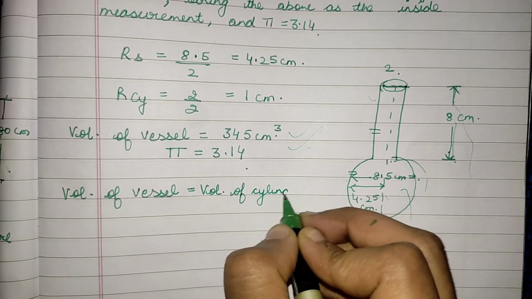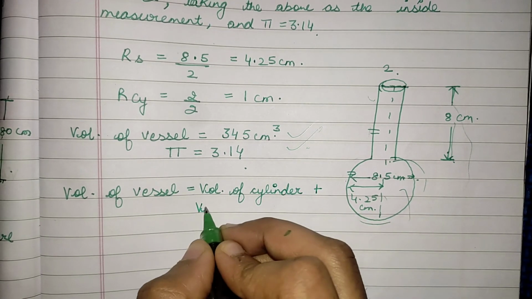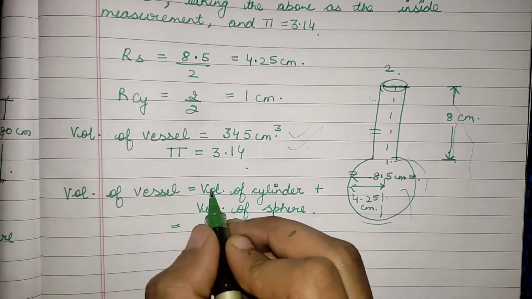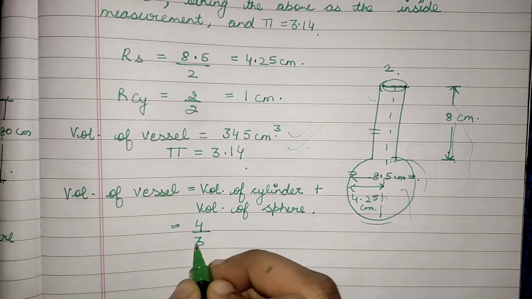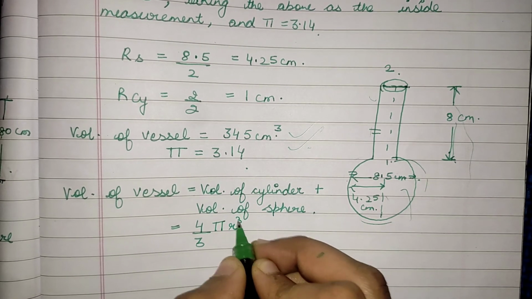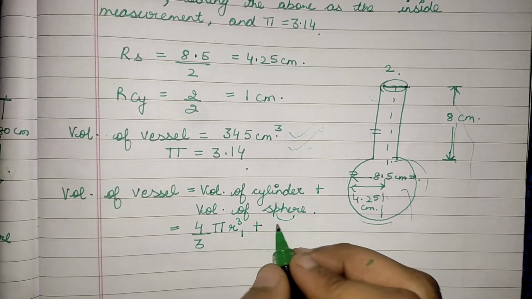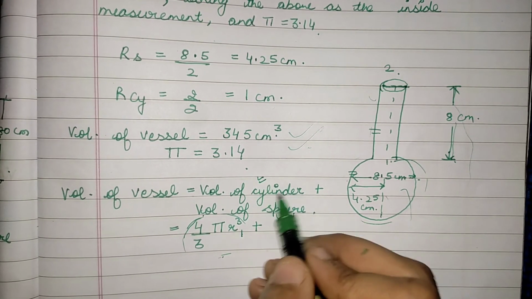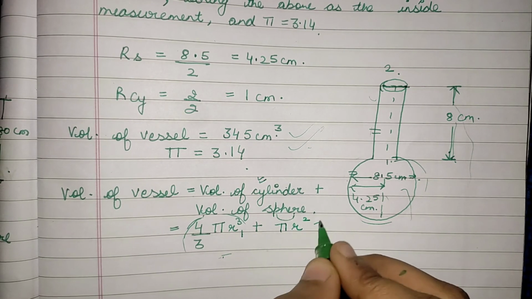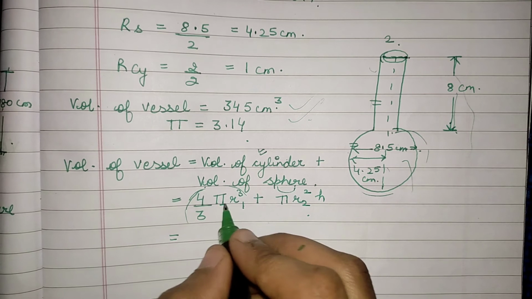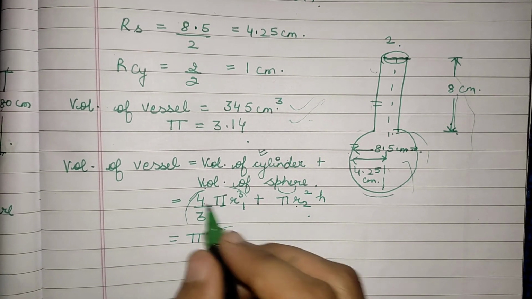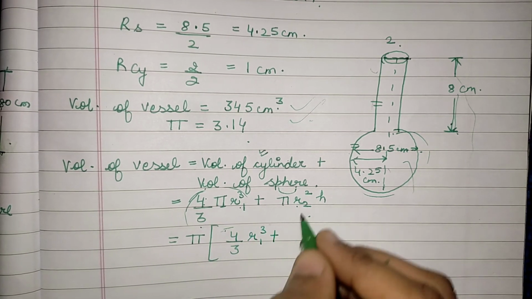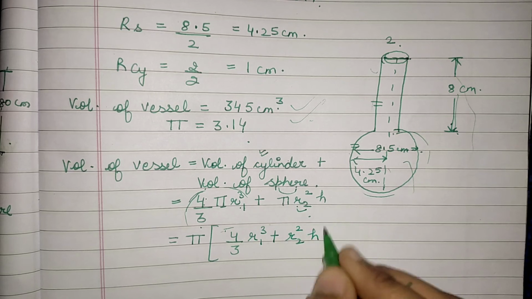Volume of one figure, which is in the shape of a cylinder, plus volume of the second figure, which is in the form of a sphere. Okay, so the volume of sphere is given by 4 by 3 pi r1 cube, plus the volume of cylinder is given by pi r2 square h. So I can take out pi outside as common, and inside the bracket I will be left with 4 by 3 r1 cube plus r2 square into h.